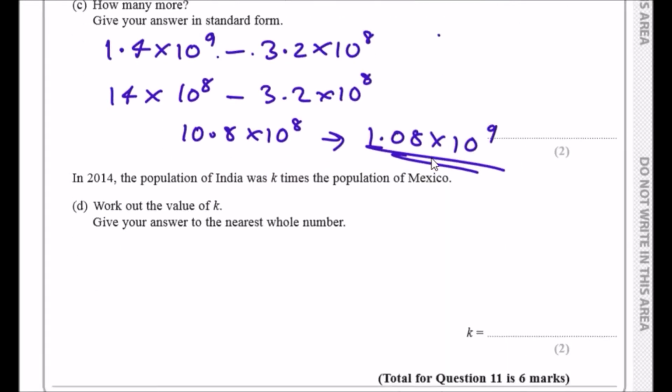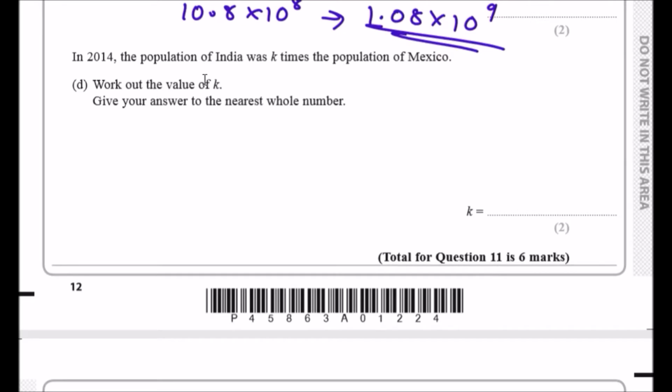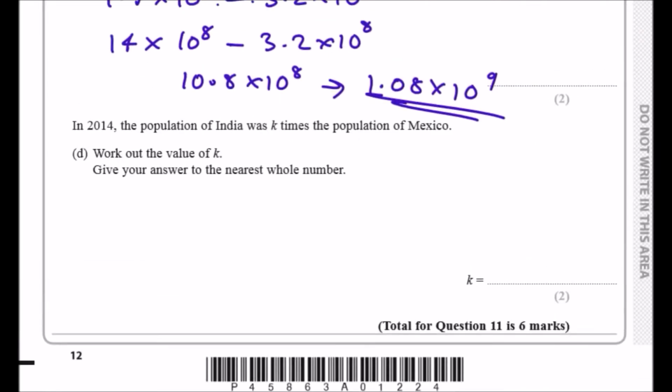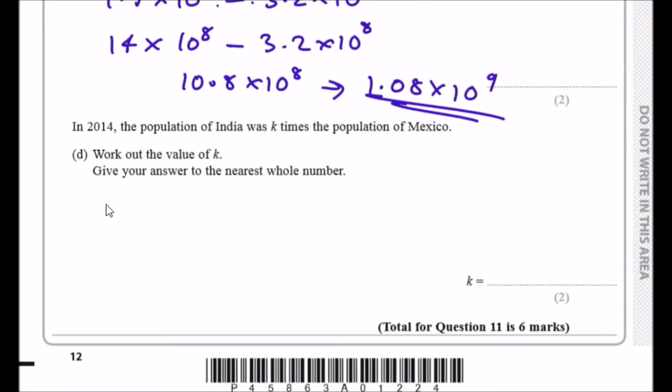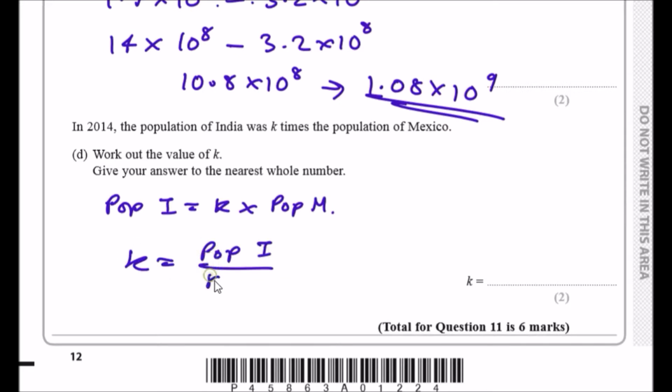All right, let's move on to part D. In 2014, the population of India was K times the population of Mexico. So we can say, population of India equals K times the population of Mexico. Just replace the figures. Give your answer to the nearest whole number. So find the value K. That means K is the population of India over the population of Mexico.